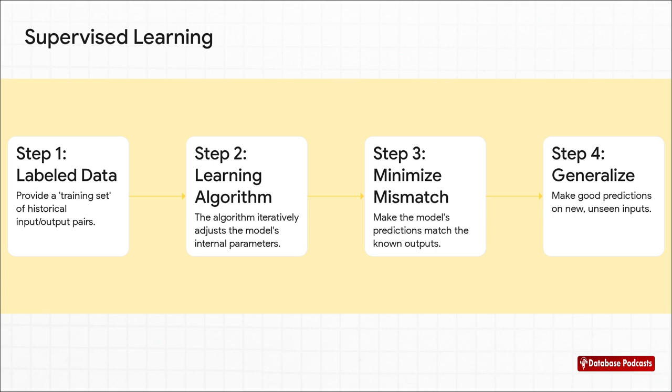The whole goal, which is step 3, is to minimize the error or the mismatch. The algorithm just keeps tweaking the model's internal math again and again, trying to get its predictions closer and closer to the actual truth. And finally, if all goes well, we get to step 4, generalize. The hope is that the model hasn't just memorized the answers, but that it has learned the underlying pattern well enough to make good predictions on totally new data it has never, ever seen before.